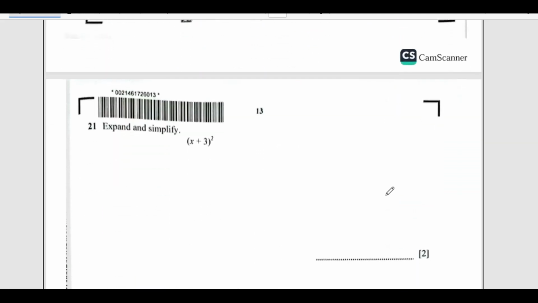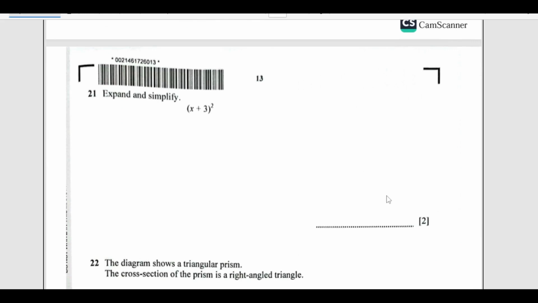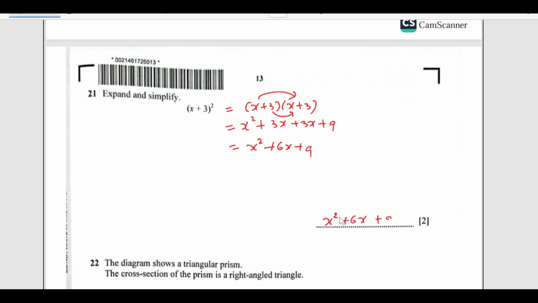Now number 21, we have to expand this. So expanding, I'm just rewriting this twice, x plus 3 into x plus 3, right? So x into x is x squared, this x is going to multiply everywhere, plus 3x, then 3 is multiplying, 3x plus 9. So this is x squared plus 6x plus 9. So x squared plus 6x plus 9, right?